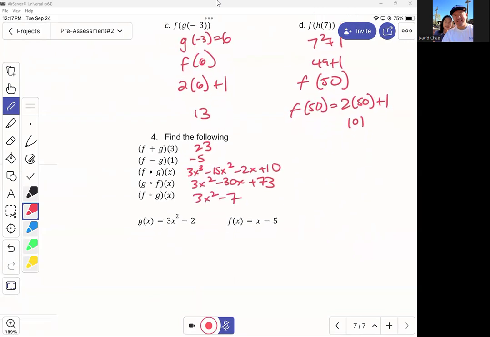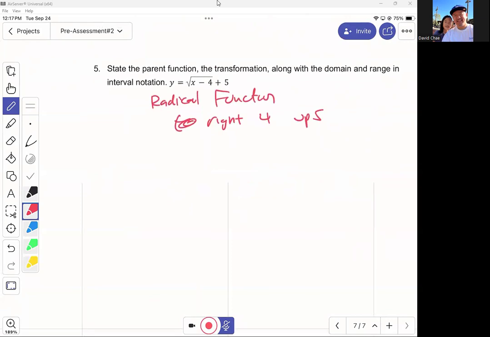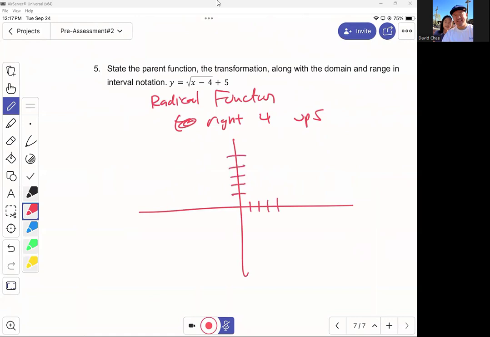And since we're running out of time, the last one is a radical function where you shift right 4, up 5. Now, wait, don't go yet. Right 4, 1, 2, 3, 4, up 5. What is our domain? Our domain is 4, comma infinity. Range is 5, comma infinity. Okay, that's what I'm looking for with that one. All right, the domain and range.